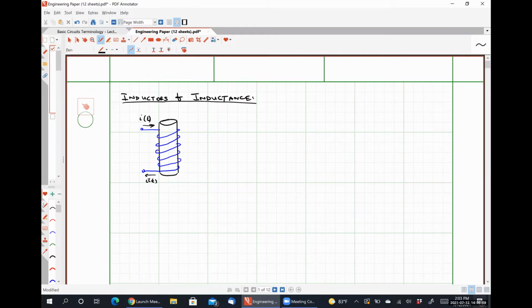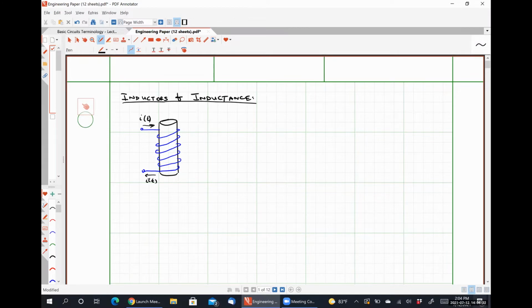So what an inductor is, it's another energy storage device, very similar to a capacitor. But in a capacitor, we saw that the energy storage occurred due to the presence of an electric field caused by the separation of charges. In an inductor, we're going to see energy storage that is caused by what's called magnetic flux being concentrated inside the coil.